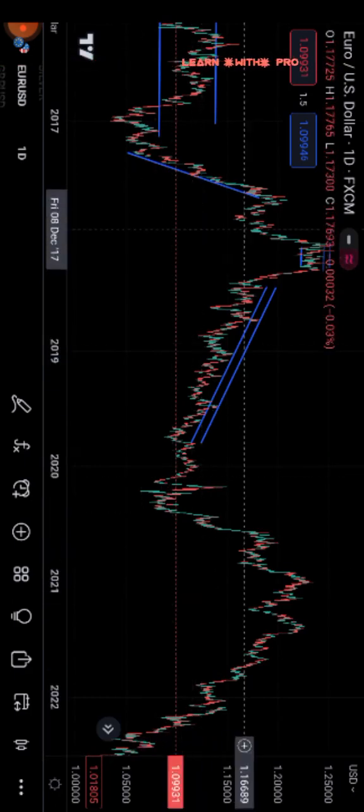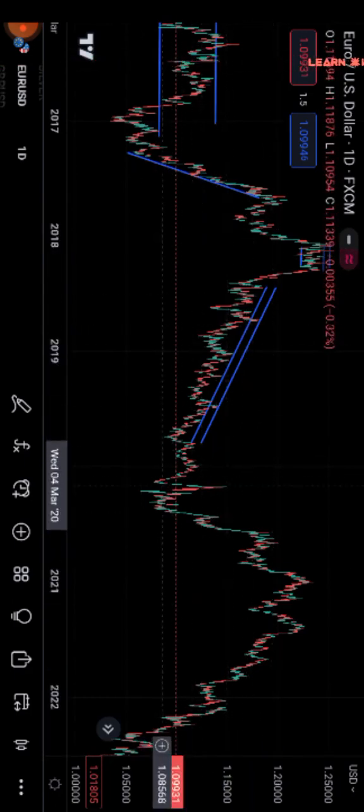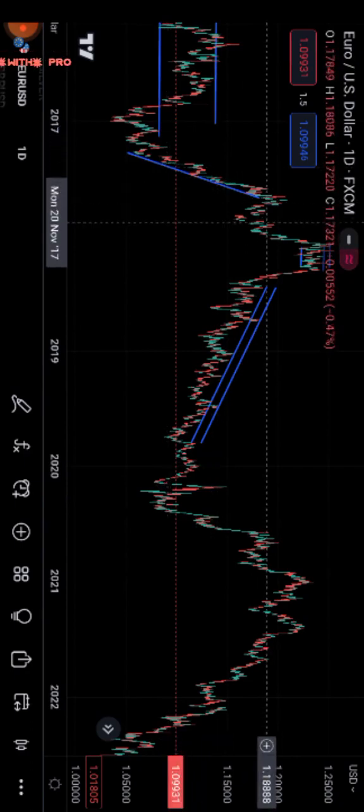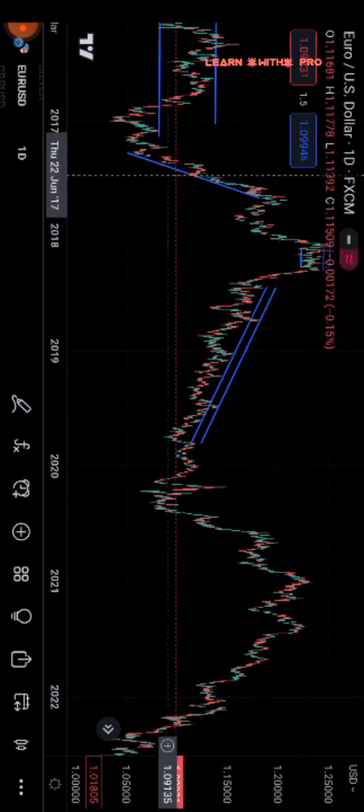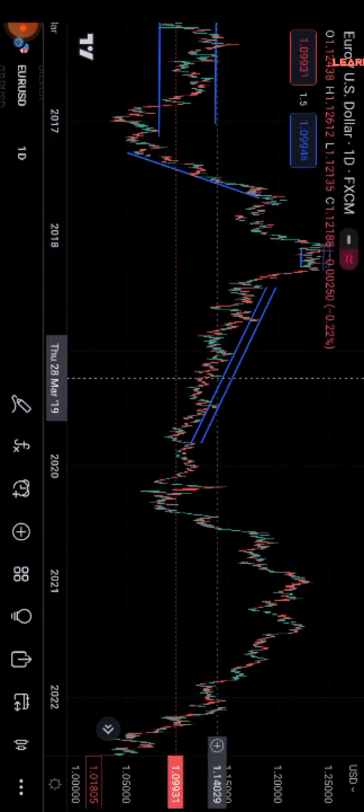This was what I used to explain to you guys. See, this is a downtrend, this is an uptrend, this is a sideways, this is a downtrend, this is an uptrend. So that's how the market moves.